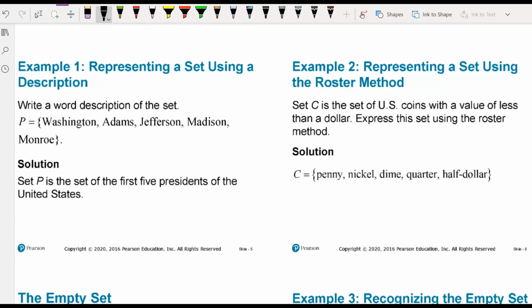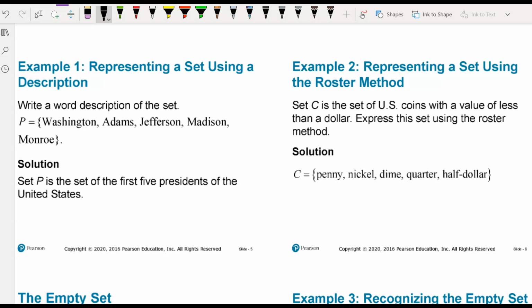So, representing a set using a description. It says write a word description of the set. Looking at all of these, P is the first 5 presidents of the United States: Washington, Adams, Jefferson, Madison, Monroe.